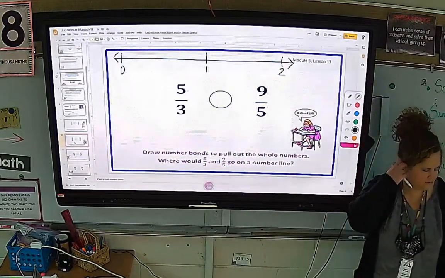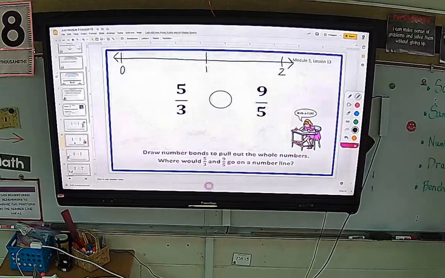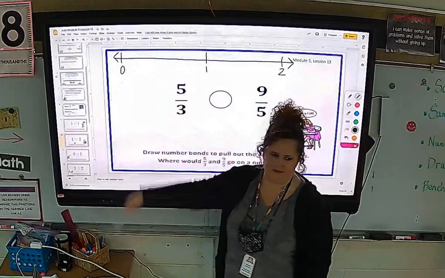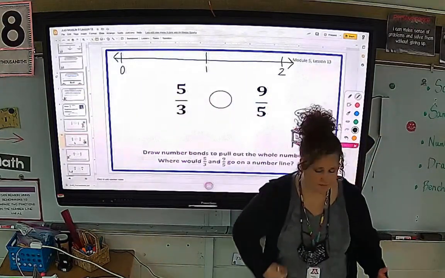Mason, what do you want to say? We could just start at the 1, couldn't we? Yeah. If they're both bigger than 1, we don't even need this part of the number line, do we? That's what he's saying. You're right.